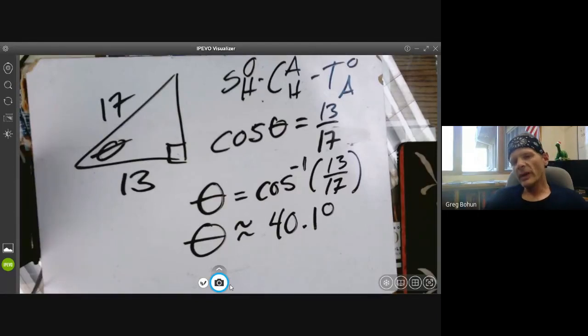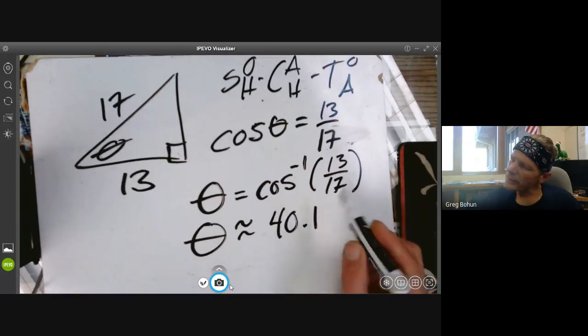And I can see that makes sense. That seems about right. Remember, use your number sense. Does your answer seem appropriate? That answer seems appropriate. So approximately 40.1 degrees.